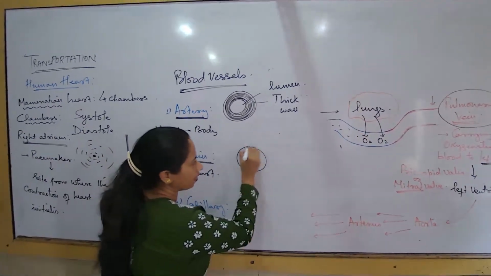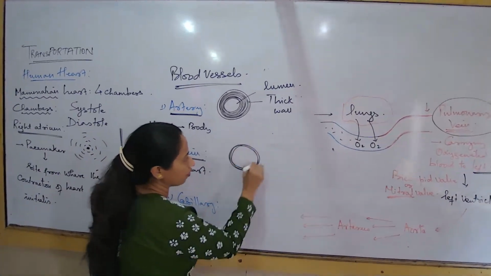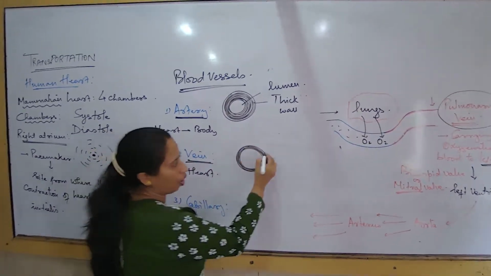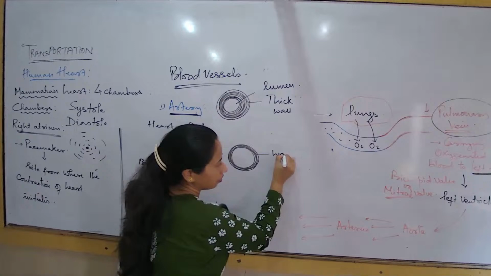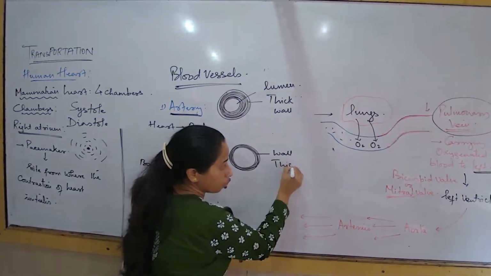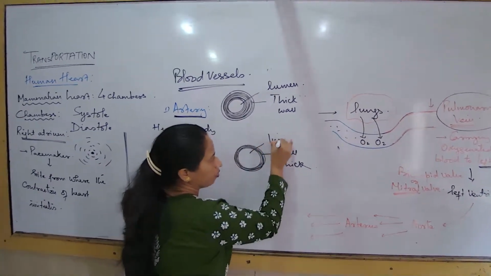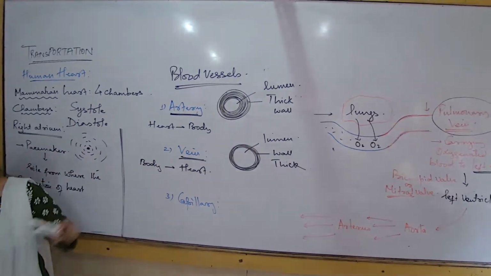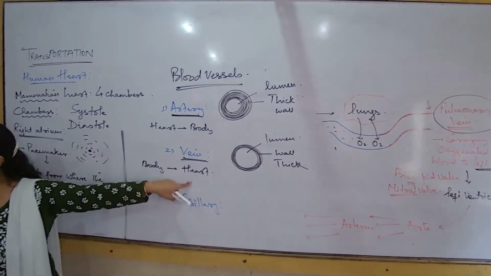Comparatively, if I am drawing the vein, I will draw the vein something like this, where the wall is thin, the wall is not thick. And what about the lumen? The lumen is much wider. That is the second difference always to remember.